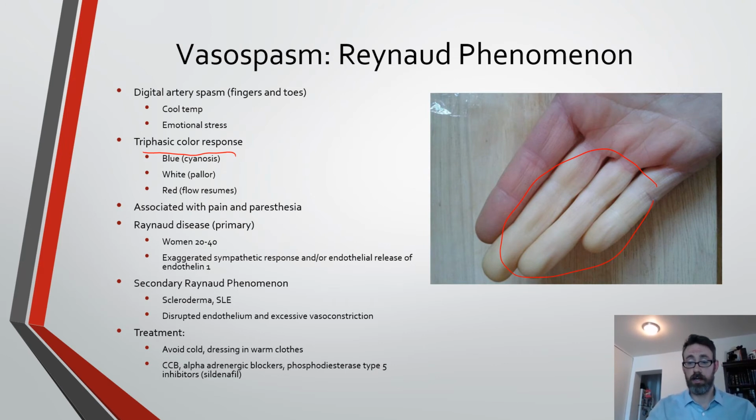In terms of the treatment, some of the things can be straightforward, like avoiding the cold, dressing in warm clothes and dressing appropriately for it. You might want to add calcium channel blockers. Again, calcium channel blockers will prevent the smooth muscle from constricting. Alpha adrenergic blockers, since there are primarily just alpha 1 receptors there, might help to keep them dilated. Phosphodiesterase type 5 inhibitors will also help to increase vasodilation in that area. So these are all aimed at reducing the spasm and have some beneficial effect.